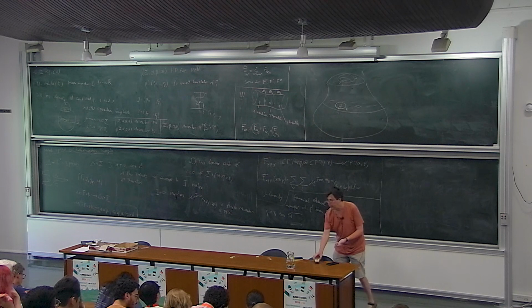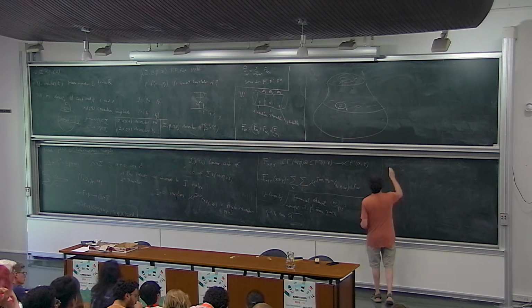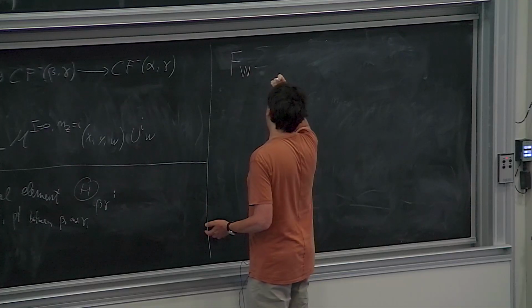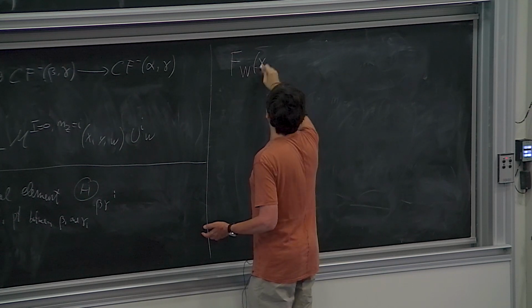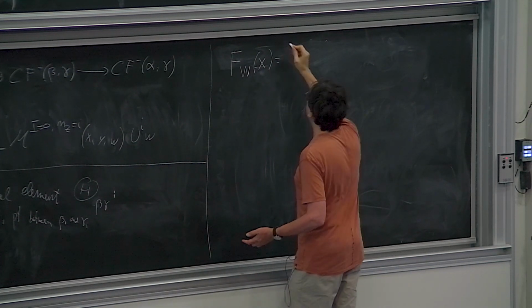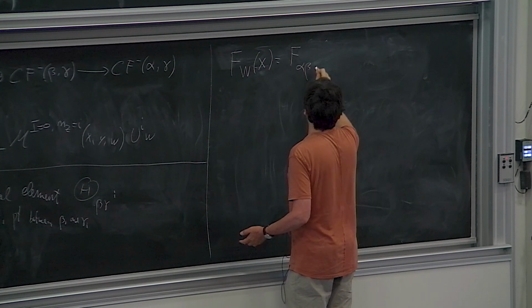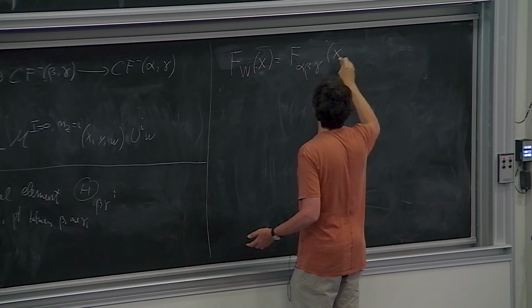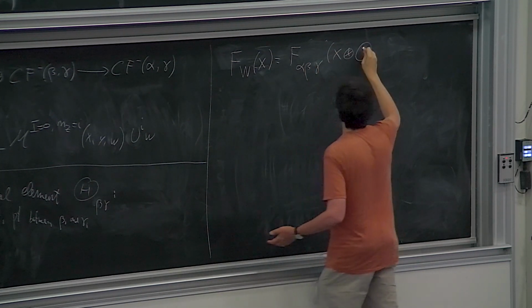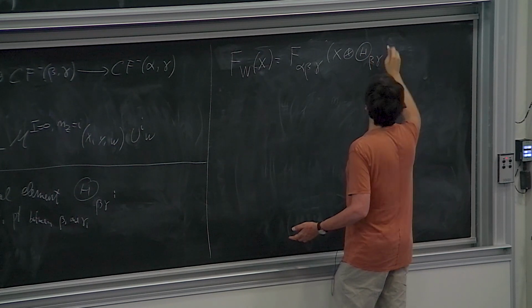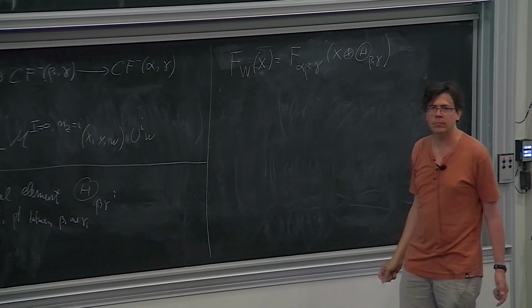And with that, we define F_W of x as f alpha beta gamma of x tensor theta beta gamma.